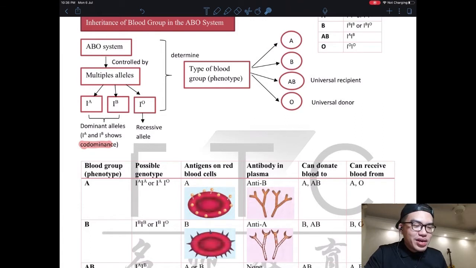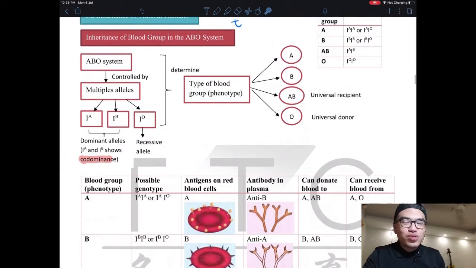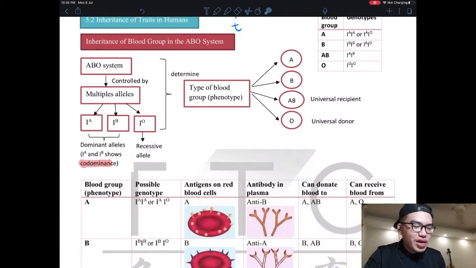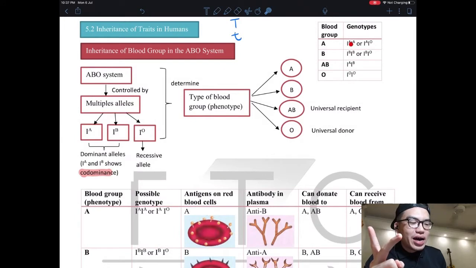So you have 4 types of blood: A, B, AB and O. Let's look at blood A. If you are blood A, there are 2 possibilities of a genotype. Number 1, you can be IAIA, which means you have 2 dominant. You are the pure breed type A. Or you are IAIO, which means you have 1 A and 1 O. O is the recessive.